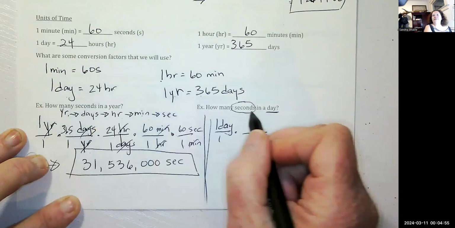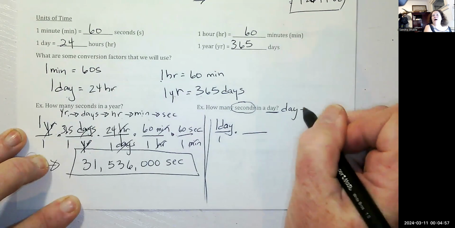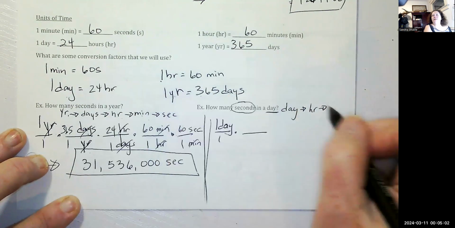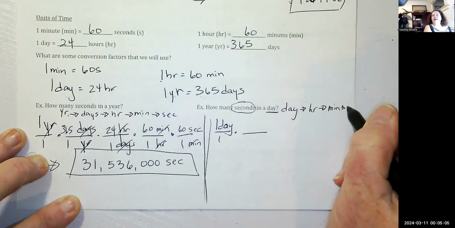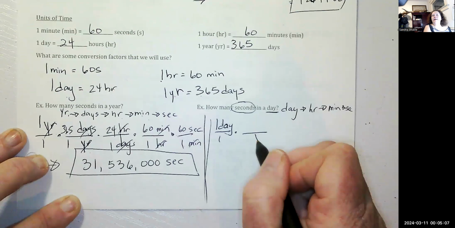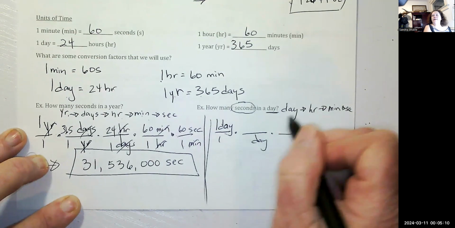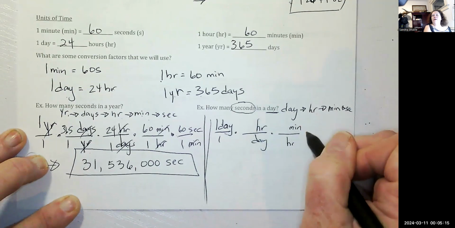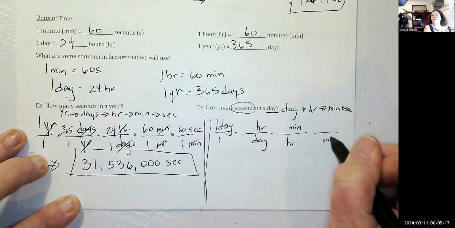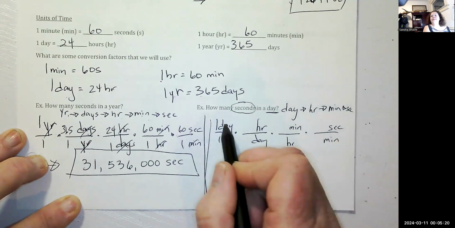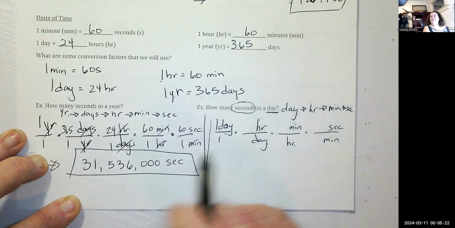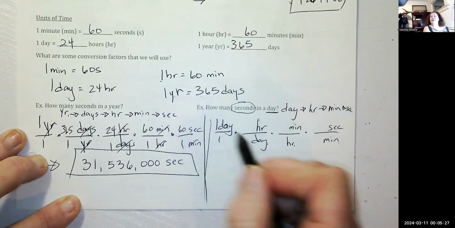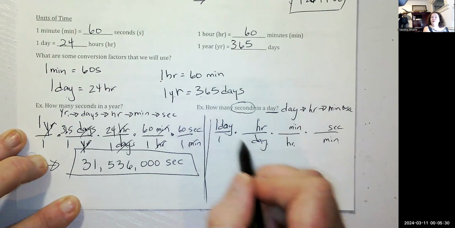Day to hour, I'm heading to seconds. So day to hour, and then hours to minutes, and then I can go to seconds. All right, day to hour to minute, and then minute to second. Notice day to day, hour to hour, minute to minute. Make sure that they're lined up that way, because the day starts off in the numerator. We need 1 down in the denominator so that we'll cross each other out.